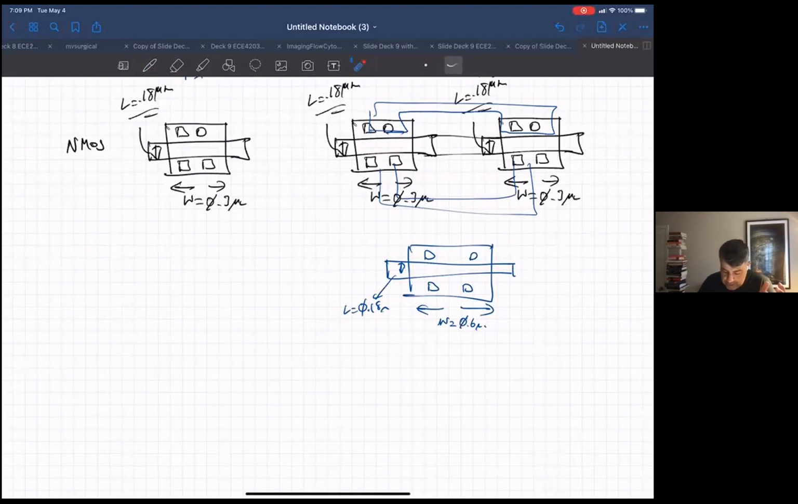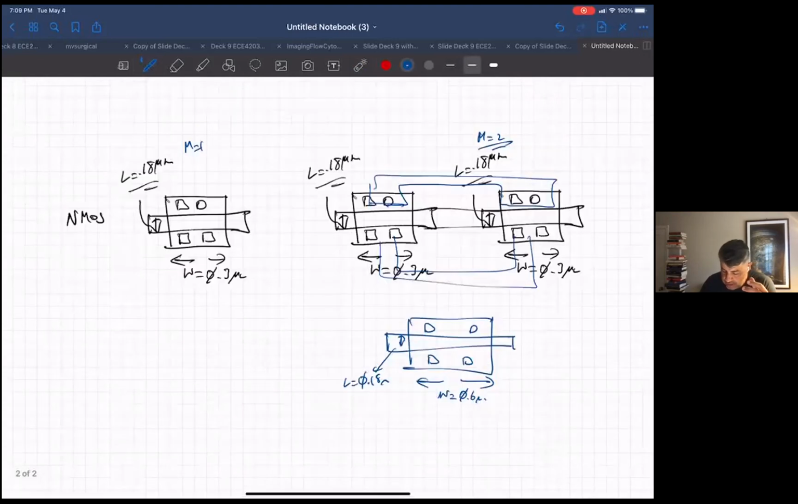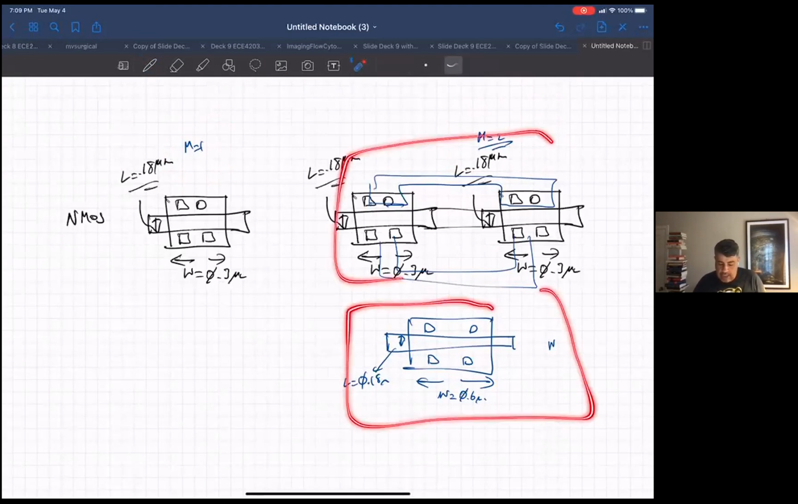The capacitance of this area is not going to be the same as 2x the capacitance of that area, because this will have twice the sidewall and twice the area. This will not have quite twice the sidewall of this one. So, long story short, this is not exactly the same as 2x of that.